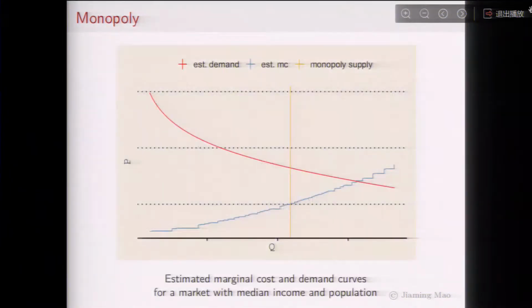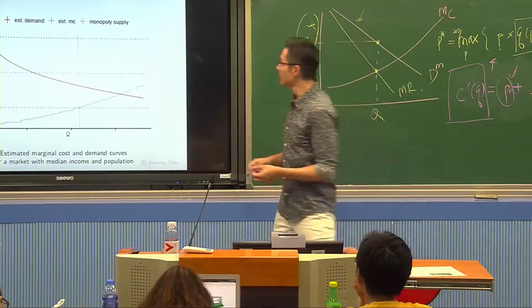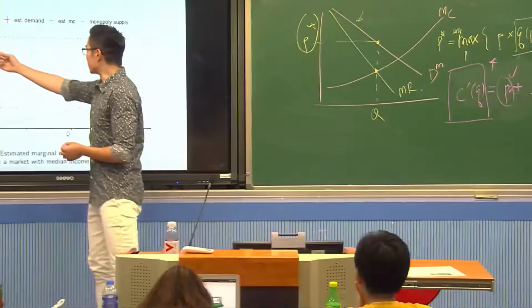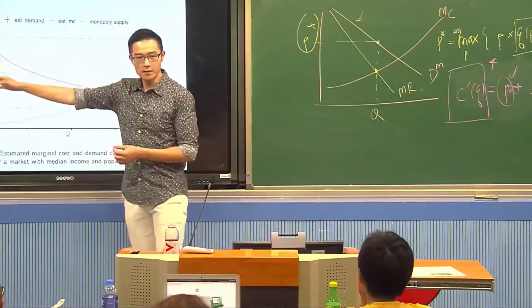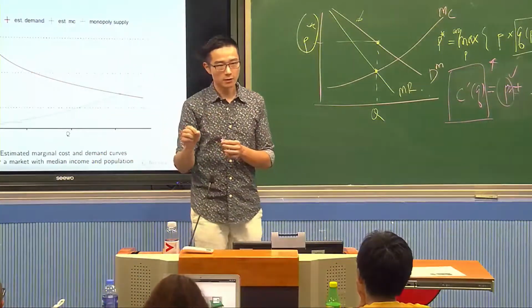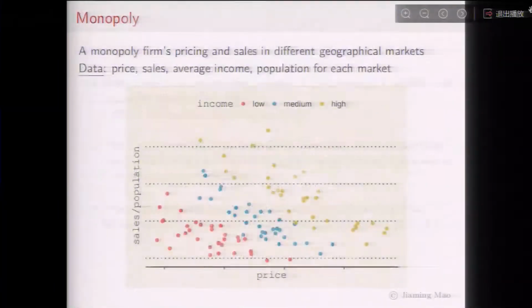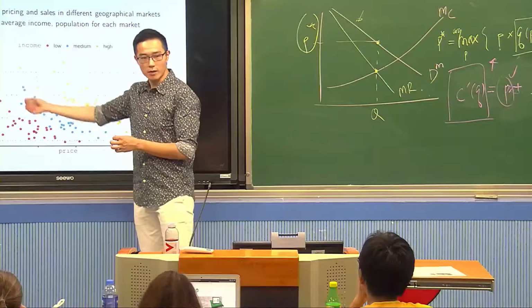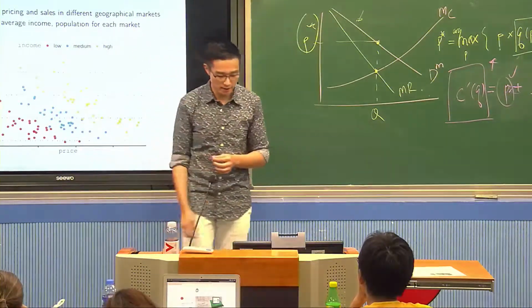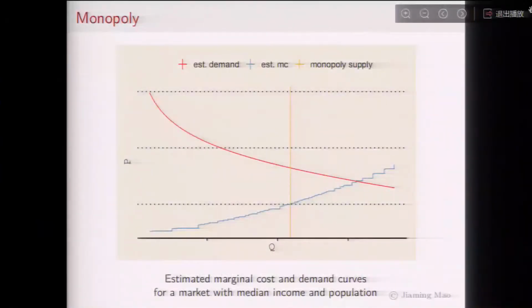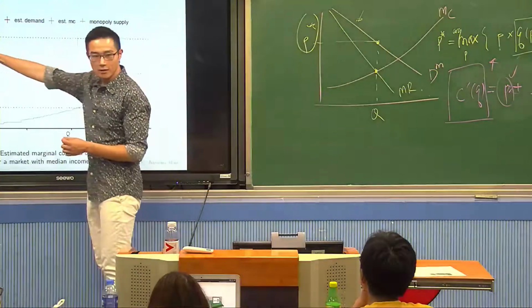So here's what I did. This is the result. Now this red curve is the estimated demand curve of a single market. Remember, here we have many markets. I basically choose one of the markets, one in the middle. It's a median income market. I estimate the demand curve. It looks like this. Okay?